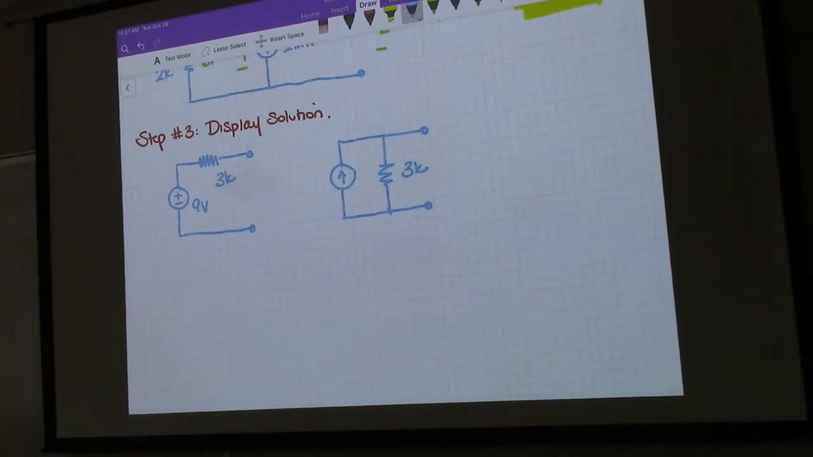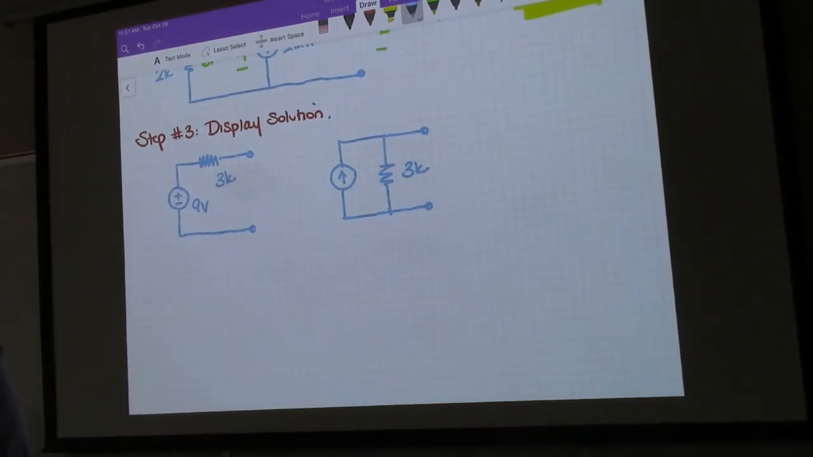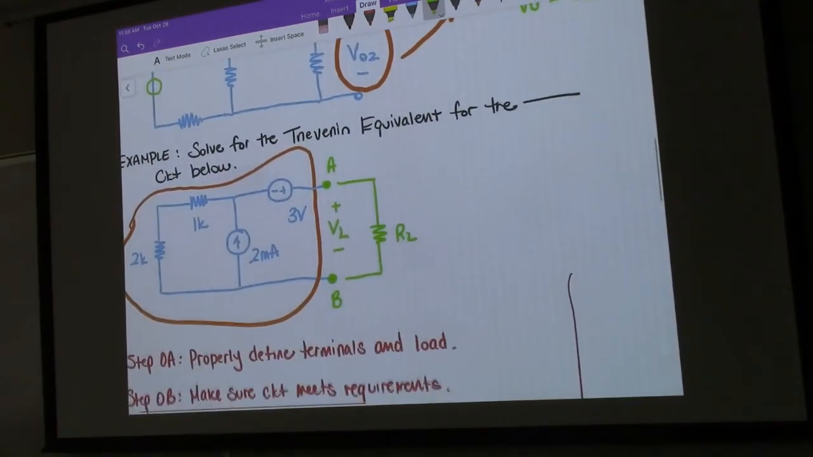Remember, we talked about how to do the conversion. We said it's just dependent on Ohm's Law. So what is it? It's going to be 9 volts divided by 3 kiloohms, which means it'll be 3 milliamps. So those two are both valid solutions, and they both are equivalent to the circuit that's shown up here.